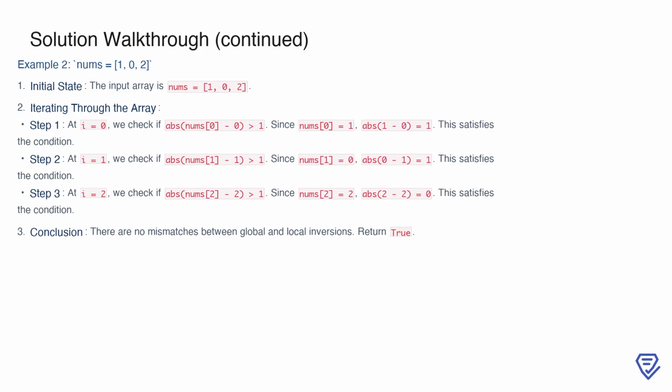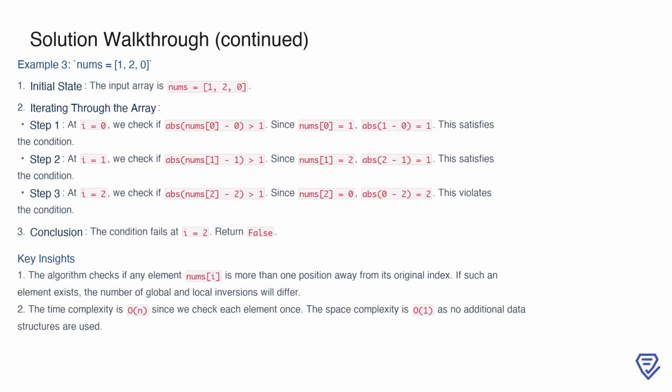At index i equals 2, the value is nums[2] equals 2. The absolute difference abs(nums[2] - 2) is 0, which satisfies the condition. Since all elements meet the criteria, there are no mismatches between global and local inversions, so we return true in this case. Finally, let's analyze the array nums equals [1, 2, 0].